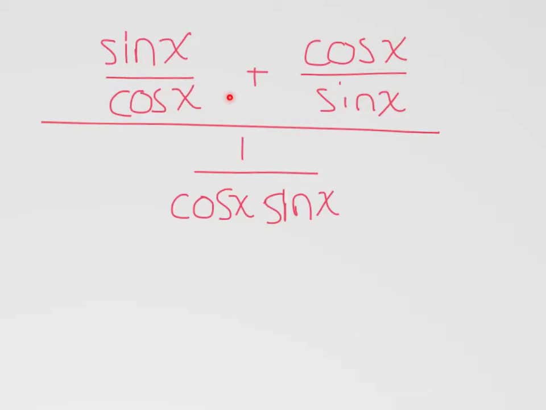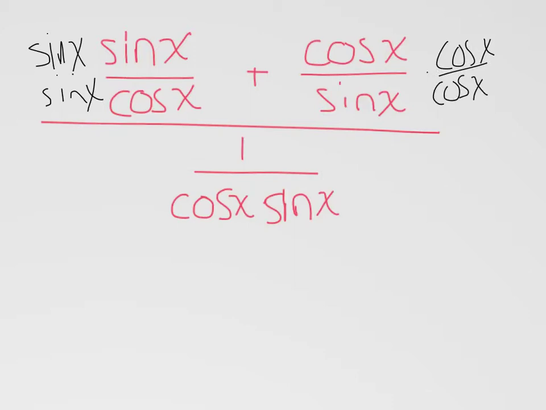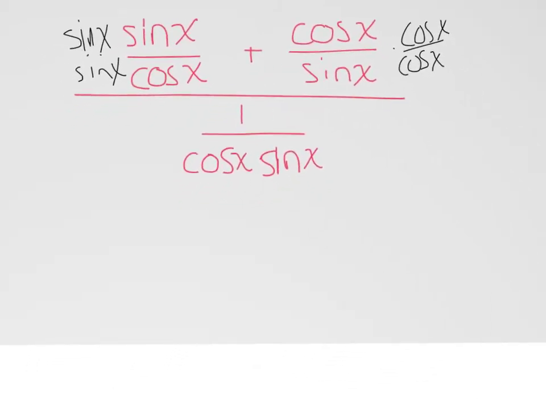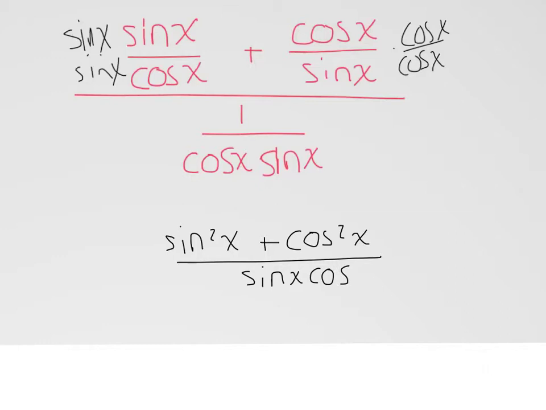Here I'm going to multiply this by sine over sine, and on the right, I'm going to multiply this by cosine over cosine, so that I do end up with one term in the numerator. Let's rewrite that. I'm going to end up with sine squared x plus cosine squared x over sine times cosine. And we're dividing by what we have in the denominator, 1 over cosine x sine x.